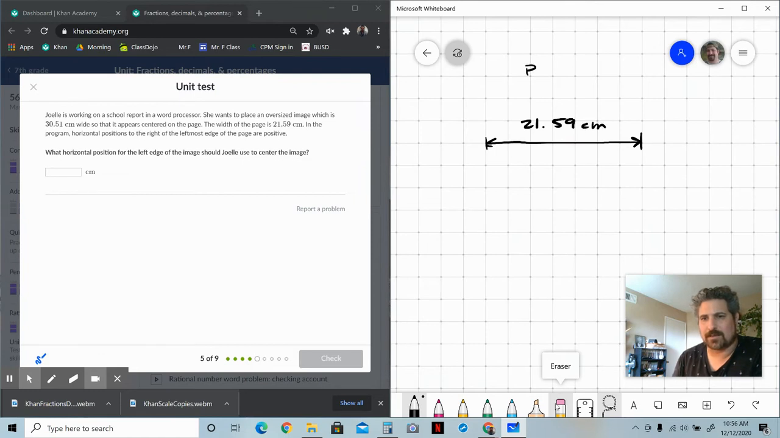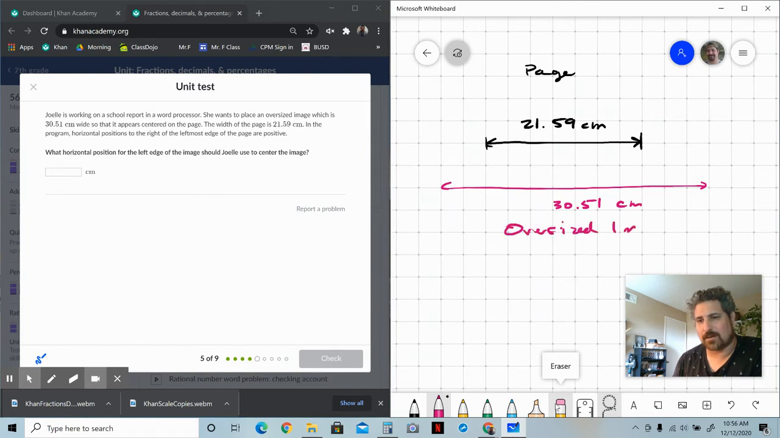Okay, so that's the length of the page. All right. She wants to center this 30.51 centimeter image. So there's some image that's 30.51 centimeters, and that's the length of the image. This is the oversized image, right? And she wants it to appear centered on the page, right? Okay, fair enough. So if she wants it to appear centered on the page, I don't know.